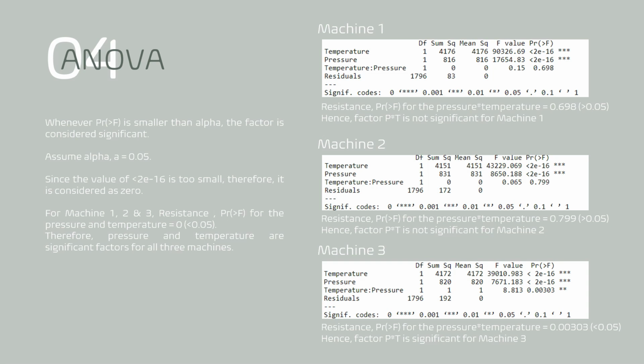For machines 1 and 2, resistance Pr(>F) for pressure times temperature is 0.698 and 0.799 respectively. Both of the values are greater than 0.05. Hence, the factor pressure times temperature is not significant for machines 1 and 2. However, the factor pressure times temperature is significant for machine 3, as resistance Pr(>F) for pressure times temperature of machine 3 is 0.00303, which is smaller than 0.05.